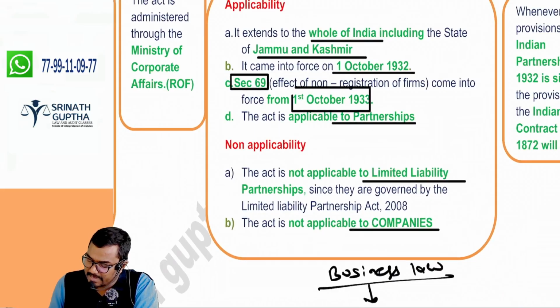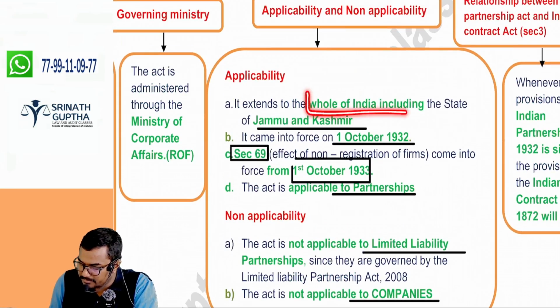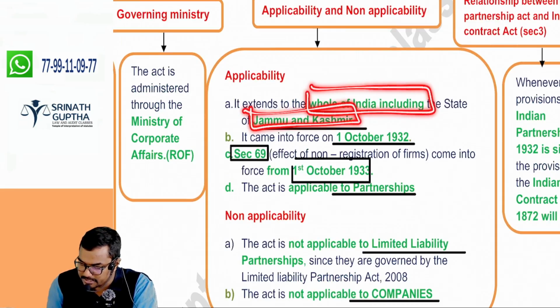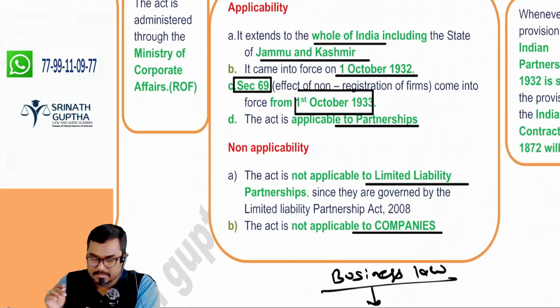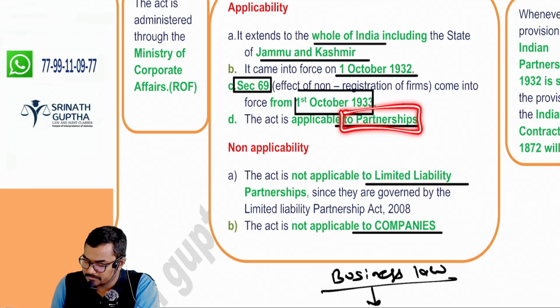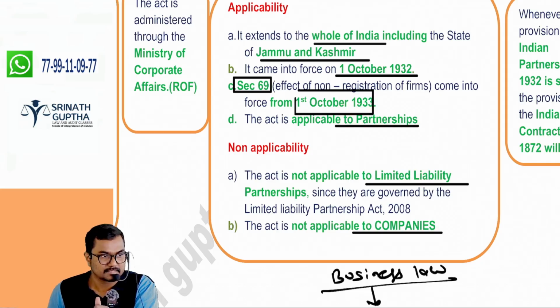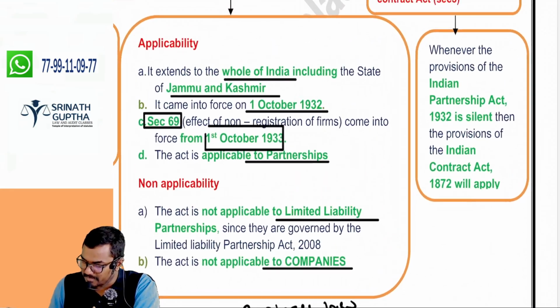Applicability of the Act. The Act is applicable to the whole of India, including Jammu and Kashmir. The Act is applicable from 1st October 1932. However, Section 69 came into force from 1st October 1933. This Act is applicable only to partnerships, but not to LLPs, and not to companies.